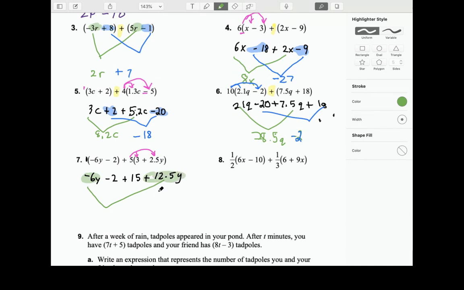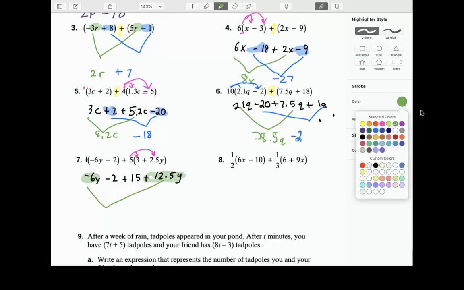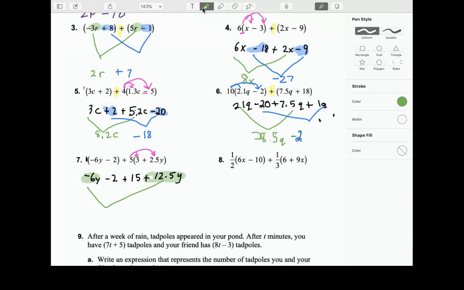So I've got to subtract those. So 12 minus 6 is 6. So 12.5 minus 6 is going to be 6.5. So that's going to be 6.5y.